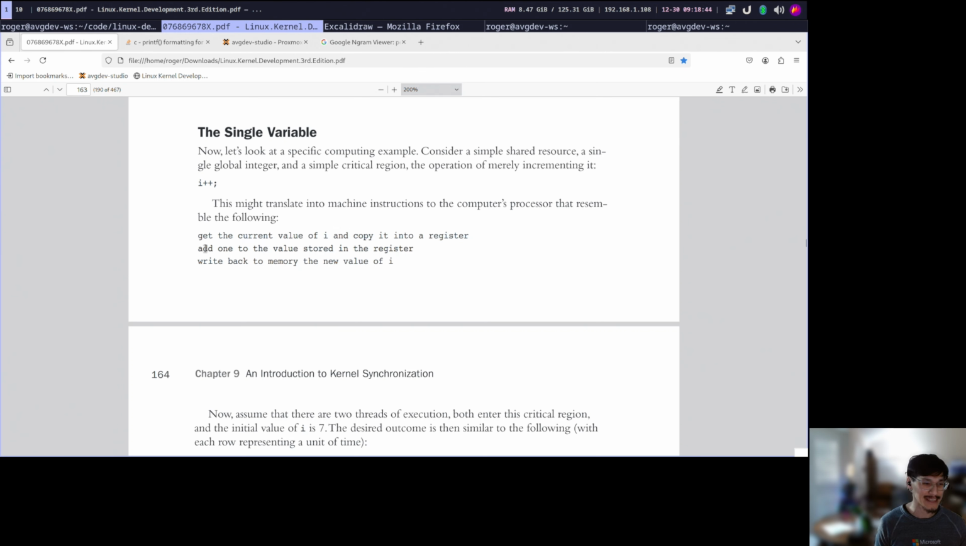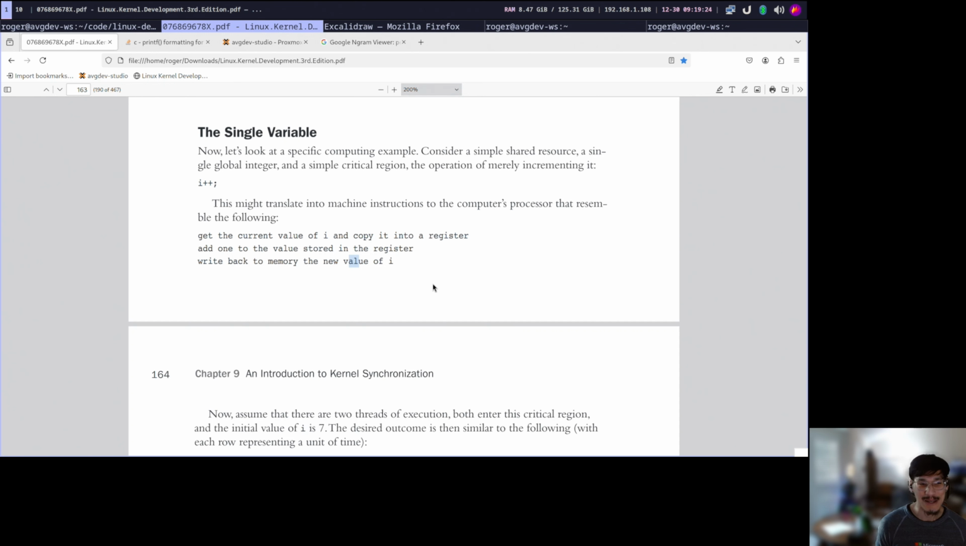The next line of assembly is where we add 1 to the value stored in the register. So it could be like register EAX equals register EAX plus 1 or something like that. Now it's still in the register, but you need to put it back into the memory location that represents i, because you got that value from i in memory, incremented it in the register, because CPUs operate on registers. Now you take that new value in the register and update the memory location where i exists. So that's writing back to memory the new value of i. So you've got 1, 2, 3 instructions here.